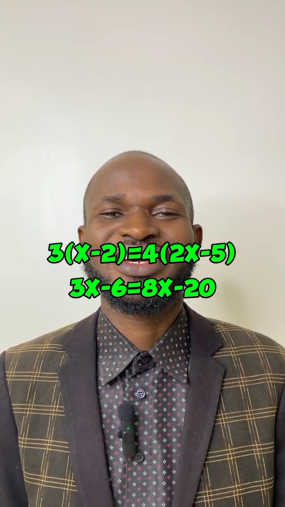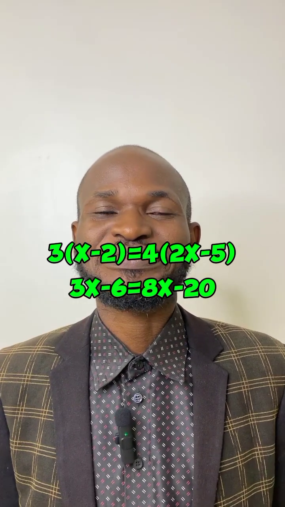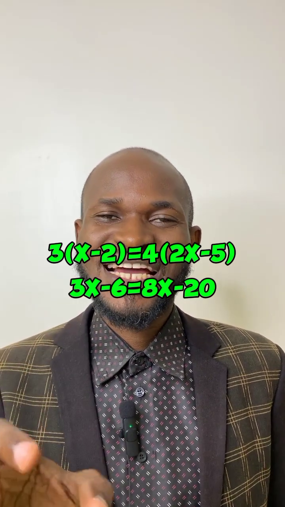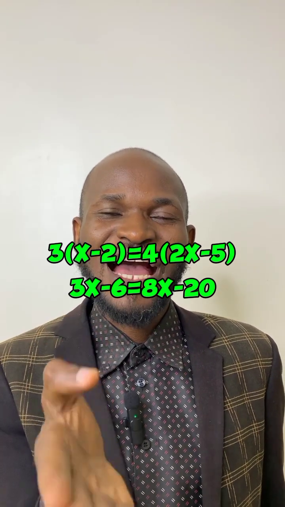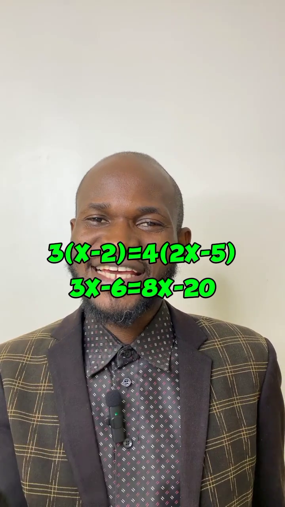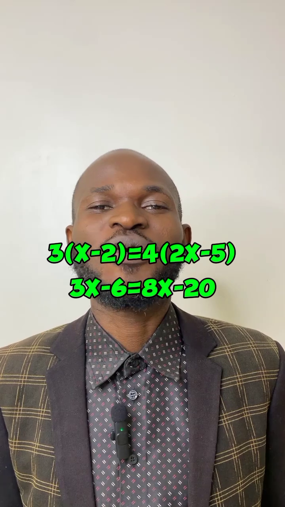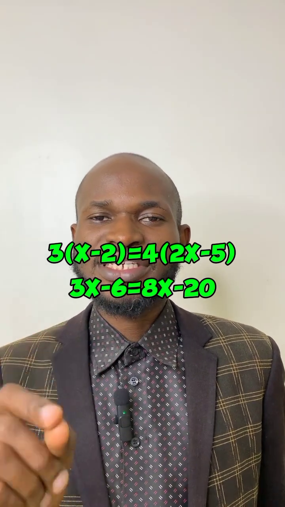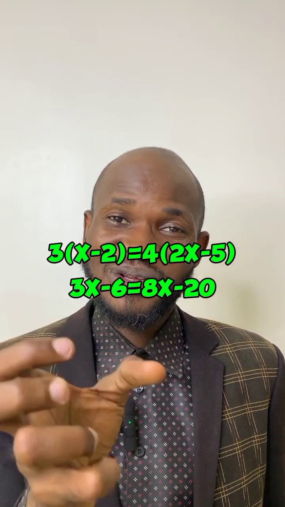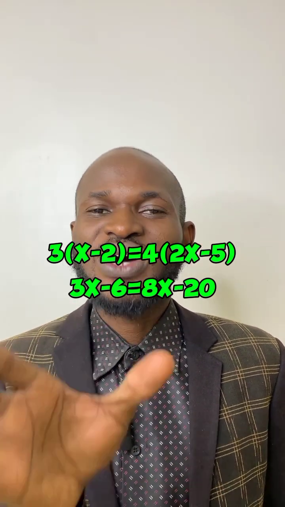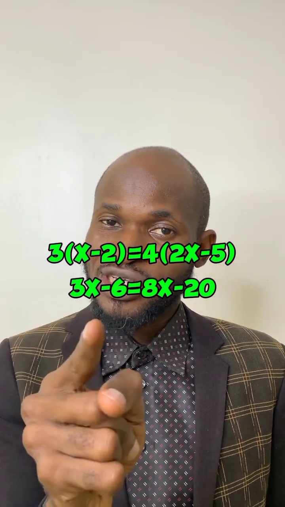Okay. At this point, just like the first example that we did earlier, you're going to do what? You try as much as possible to collect like terms. Now, here we have 3x, and then we have 8x. 3x and 8x are like terms. But what about minus 6 and minus 20? They are also like terms. So at this point now, minus 6 will cross over to the right to go and join minus 20, and minus 6 will change to what?